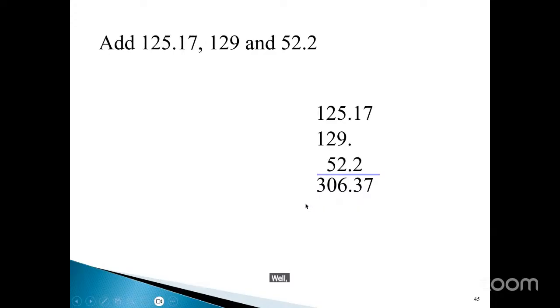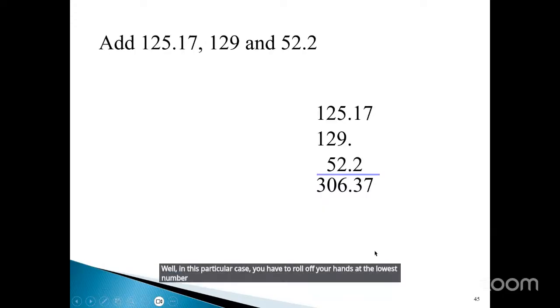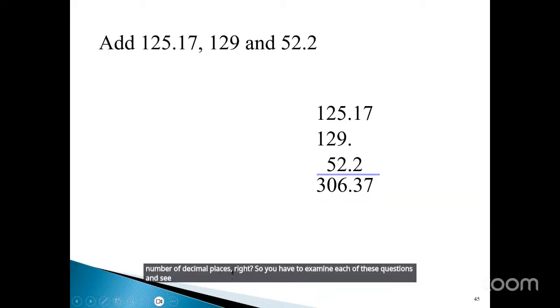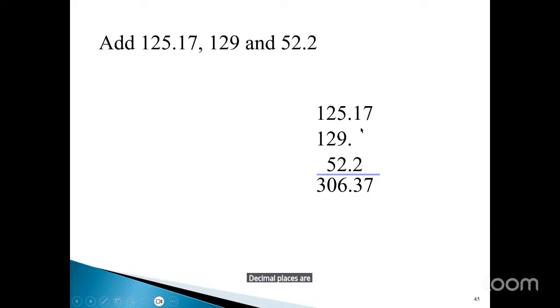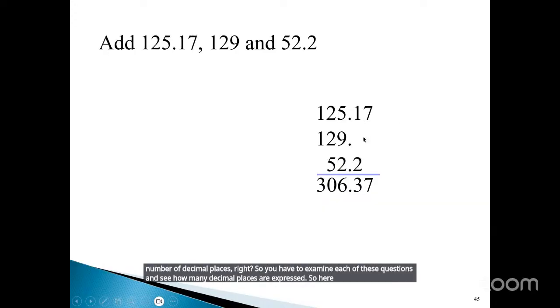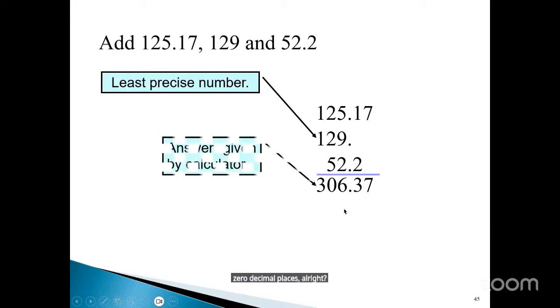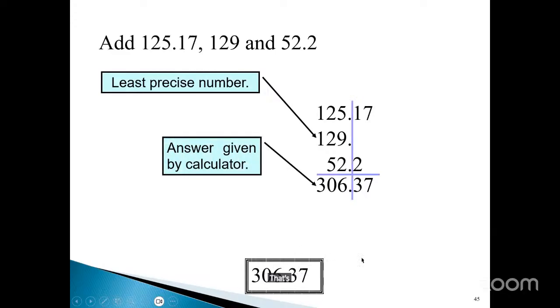Well, in this particular case, you have to round off your answer to the lowest number of decimal places, right? So you have to examine each of these numbers and see how many decimal places are expressed. So here we have 2 decimal places, here we have 0 decimal places, and here we have 1 decimal place. So that means that this answer here must be rounded off to 0 decimal places, all right? So therefore, that's the answer. Well, that's not the answer.